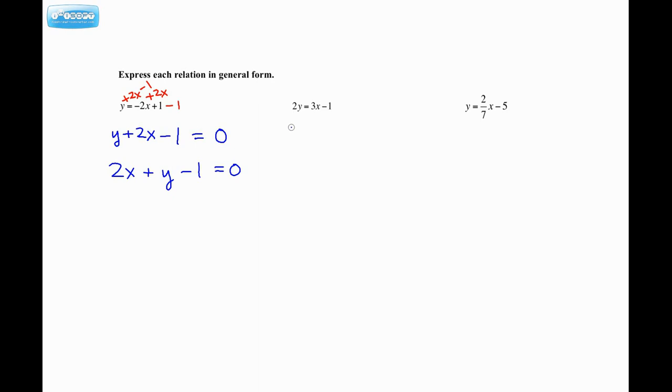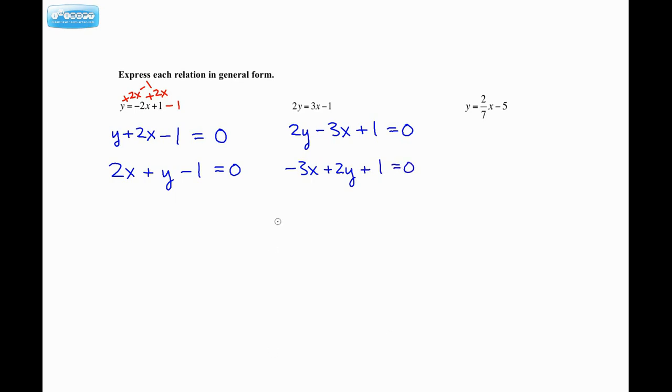So that would give me 2y. And this is positive 3x on the right, so I'm going to subtract it from both sides. And I'm also going to add 1 to both sides. Hence, on the right, there's nothing left. Okay. I'm going to reorder the terms. Okay. Looks good for the most part.